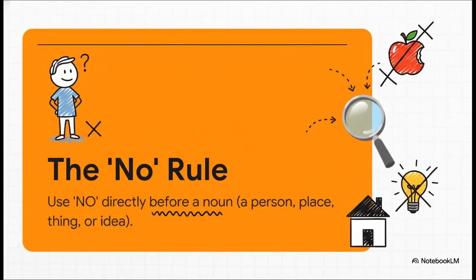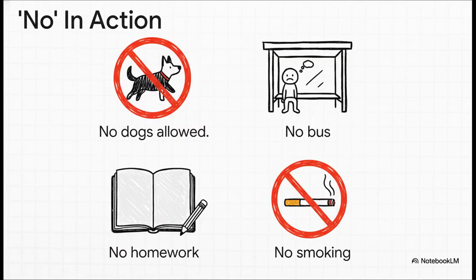You use "no" right before a noun. That's it. Seriously. If you're talking about a person, a place, a thing, or even an idea, and you mean there are zero of them, "no" is your word. And you see this one everywhere, right?